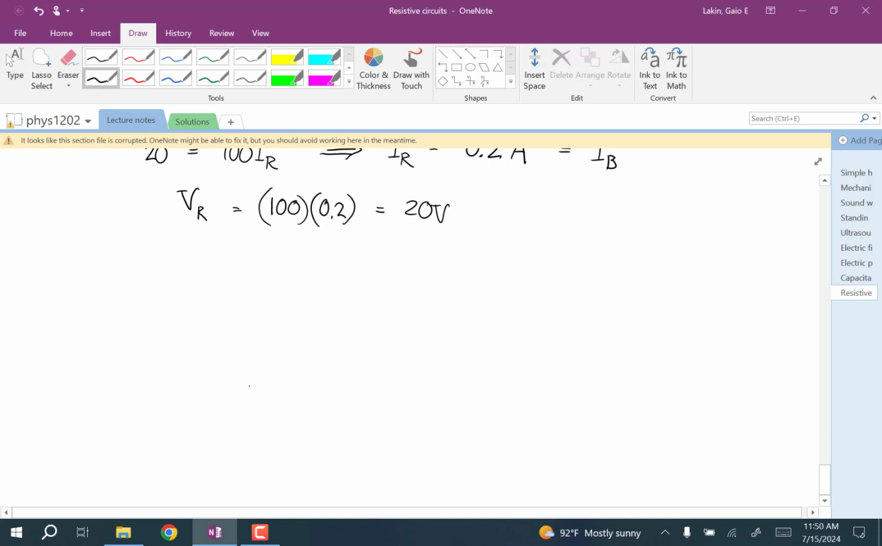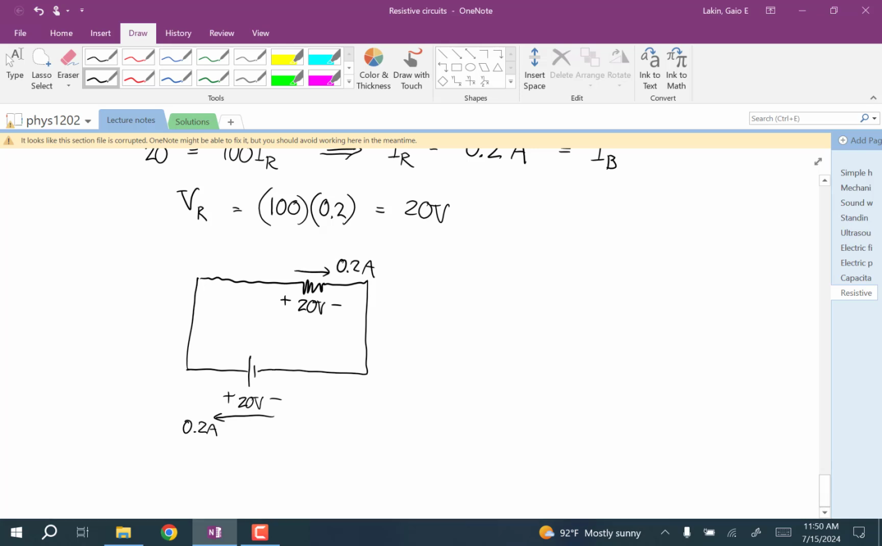And so now we can draw this again with everything filled in. Since everything came out positive, the directions are the way we drew them in the first figure. So we have 20 volts in that direction. We have a current of 0.2 amps in that direction. Here we have a voltage drop this direction of 20 volts and a current of 0.2 amps. And there it is, a solved circuit.